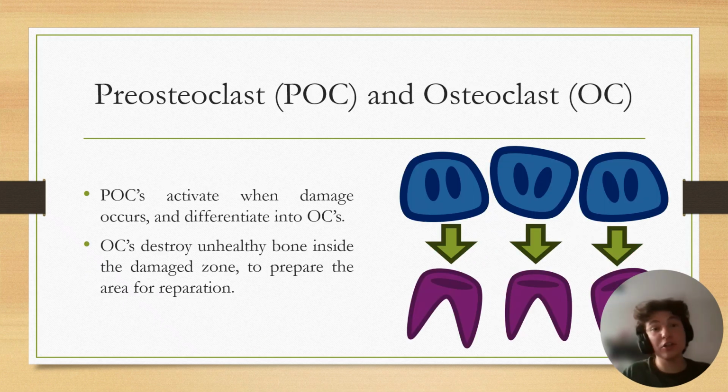Secondly, we have preosteoclast and osteoclast, abbreviated POC and OC cells. Preosteoclasts are cells that activate when some damage occurred and mutate into osteoclasts. On the other hand, osteoclasts are cells which destroy unhealthy bone and they absorb that unhealthy tissue inside the damaged area to prepare the damaged area for reparation. We will graphically represent them by the colors blue for preosteoclast and purple for osteoclast.